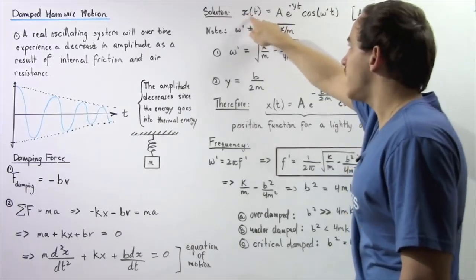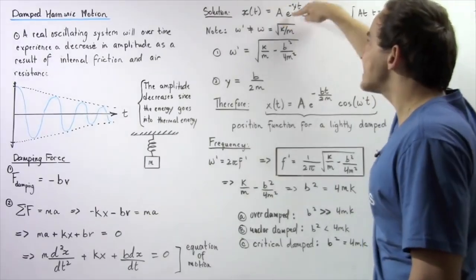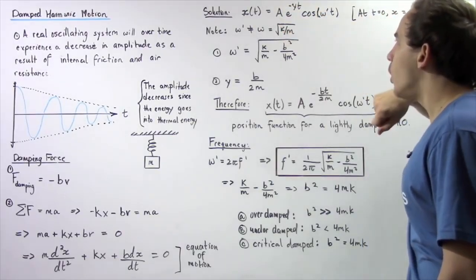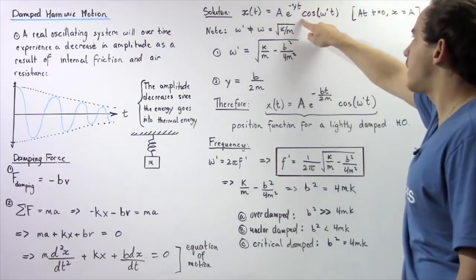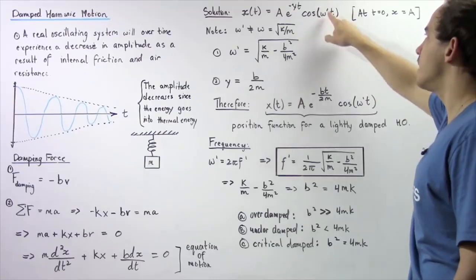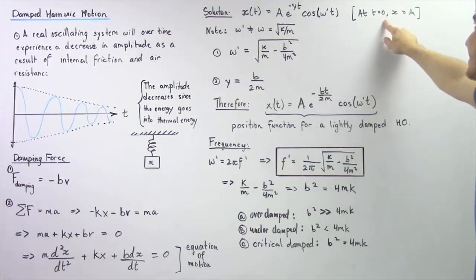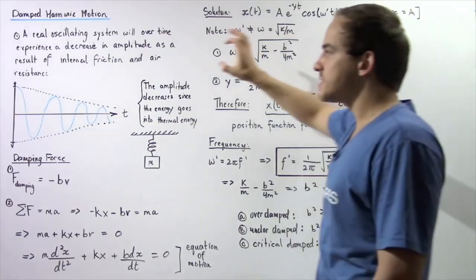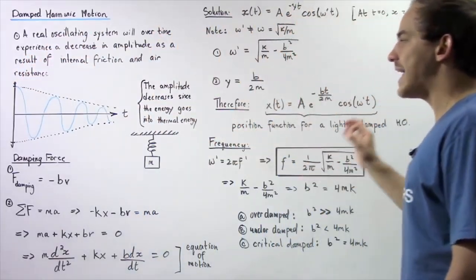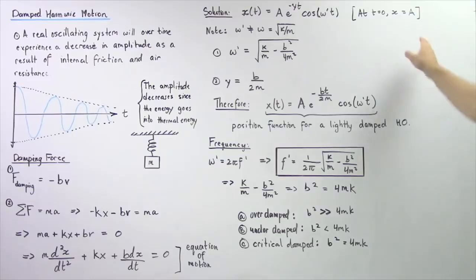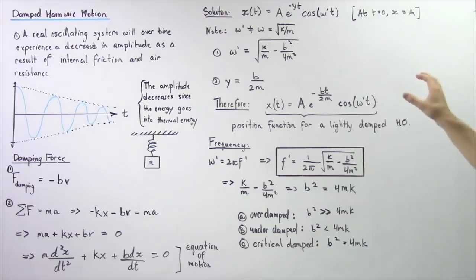So x of t, where x is our displacement and t is our time, is equal to A, our maximum displacement, our amplitude, multiplied by e to the negative gamma t, multiplied by cosine of omega prime t. Now, we make the assumption that at time equals 0 seconds, our displacement is our amplitude. So at time equals 0, our object is at its maximum displacement.